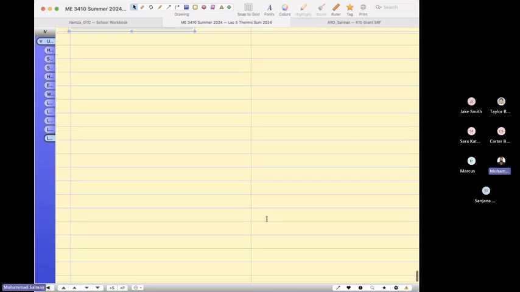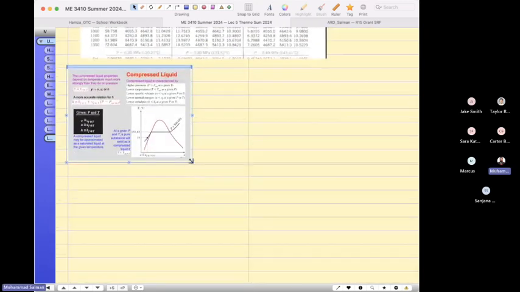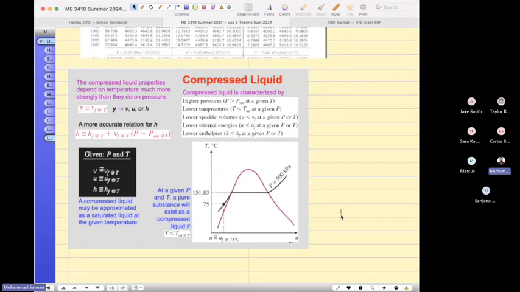Okay, now this is telling us how to identify any state point inside the compressed liquid region. Let me explain. For any property, you will read the properties at the liquid line. So u is approximately equal to u sub f.